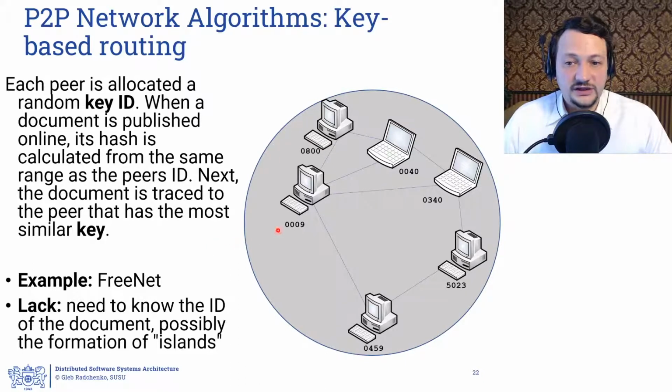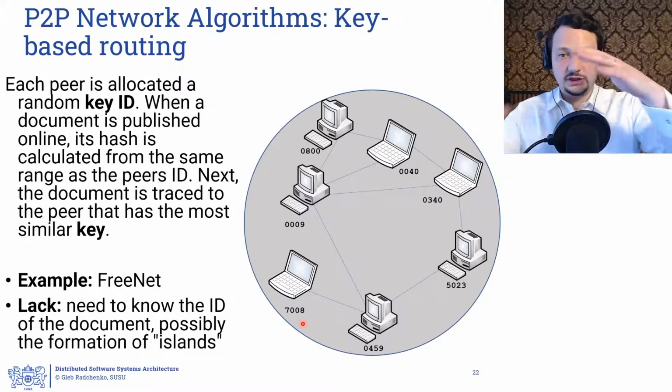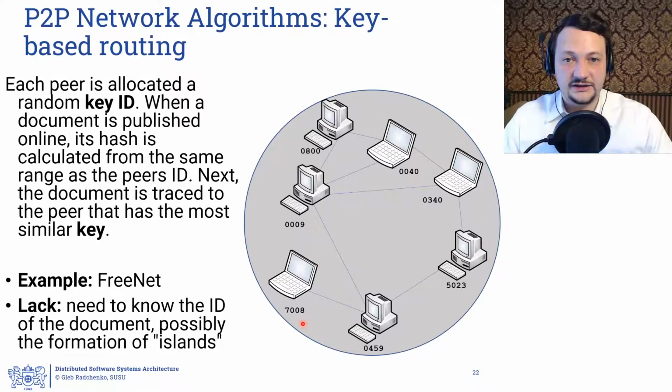Each peer in the peer-to-peer network should first be allocated a random key ID. So in this network, you can see that we have some peers, and each of them has its own ID. This peer is 0459. This is 0009. Okay, we assigned each peer an ID. And when a new peer arrives in the network, it is automatically assigned a new ID. So we have a new peer here, and this peer has the ID 7008. Great. We have a network, we have peers, and these peers have IDs.